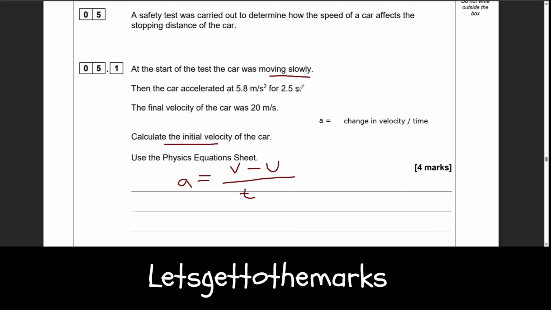So what we can do first of all is times both sides by T. So we're going to get A times T equals V minus U. We can then take away V from each side. So we end up with A times T minus V equals minus U.